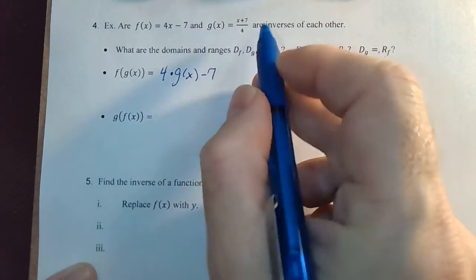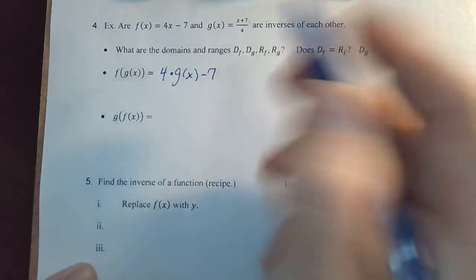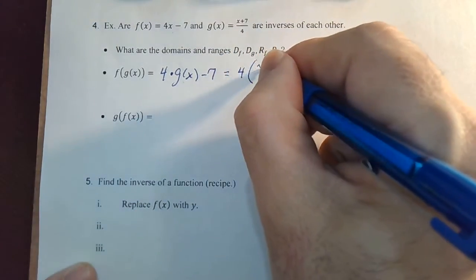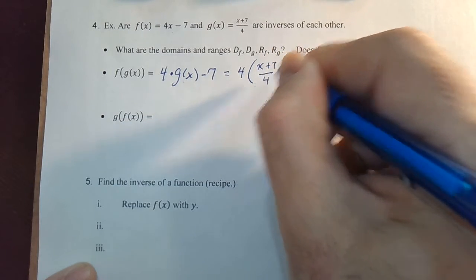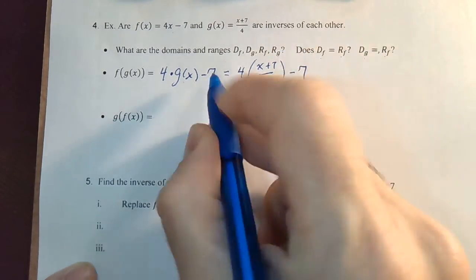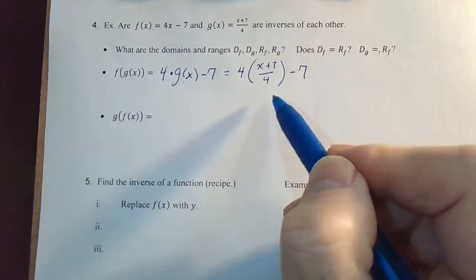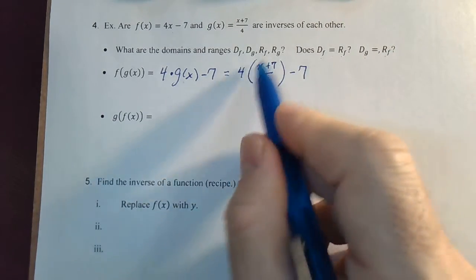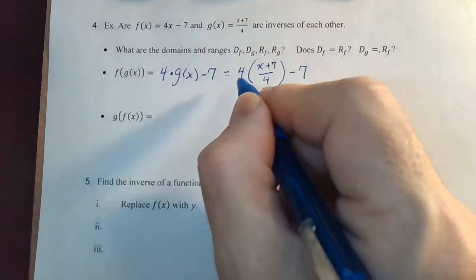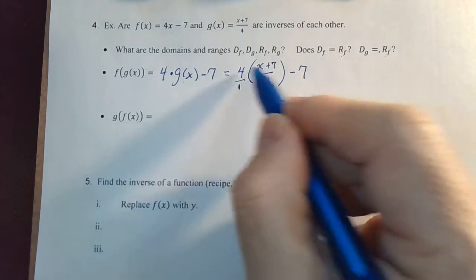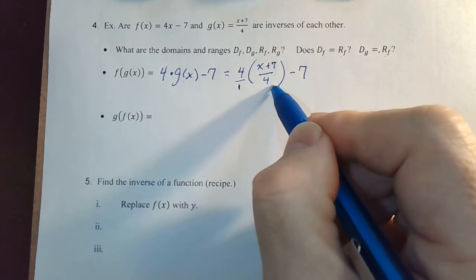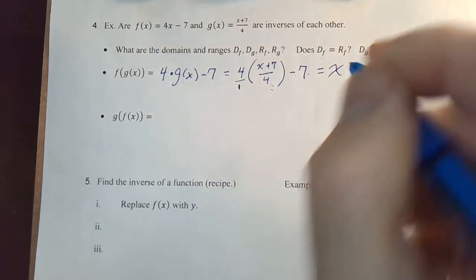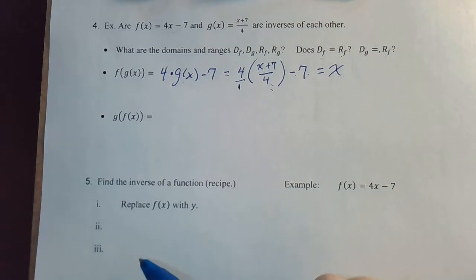So now let's just do substitution. g of x is (x plus 7) over 4. So 4 times, instead of g of x, I put (x plus 7) over 4. And then we have that minus 7 right here. Hopefully we can do this in our heads. What's 4 times this fraction? The 4 cancels with the denominator 4, because remember, 4 is just 4 over 1. The 4 goes away when we cancel them, and you have x plus 7 minus 7. And that's what we were hoping for if we wanted them to be inverse functions.